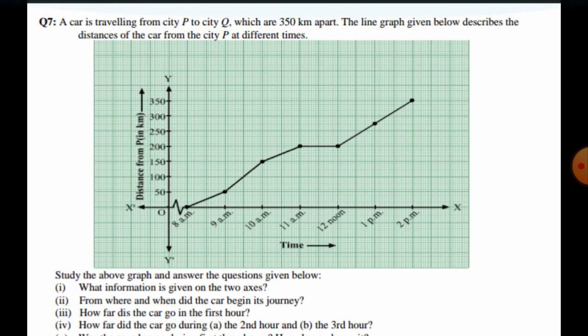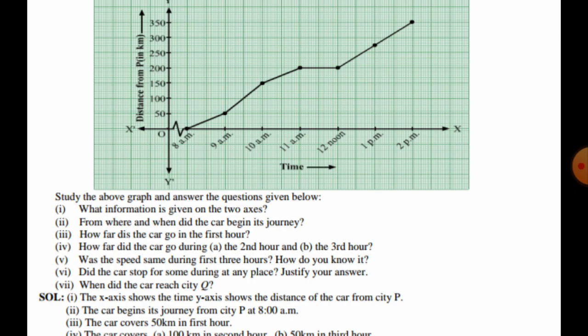Now after this, see the next question. In question number 7 it is given that a car is traveling from city P to city Q, which are 350 km apart. The line graph given below describes the distance of the car from city P at different times. So in this we have given a graph, and by using this graph we have to write the answers to these questions.